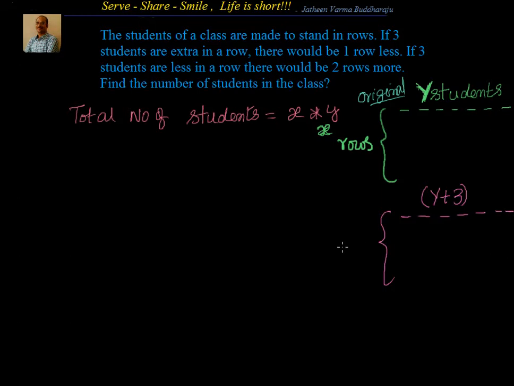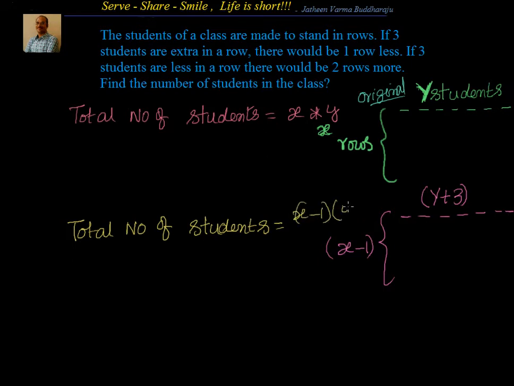There would be 1 row less. That means what will be the number of rows now? The rows will be X minus 1. So what will be the total number of students in this scenario? The number of students will be the same, right? Because we are not changing the number of students. Only we are changing the way in which they are placed. So total number of students in the second scenario will be X minus 1 multiplied by Y plus 3.